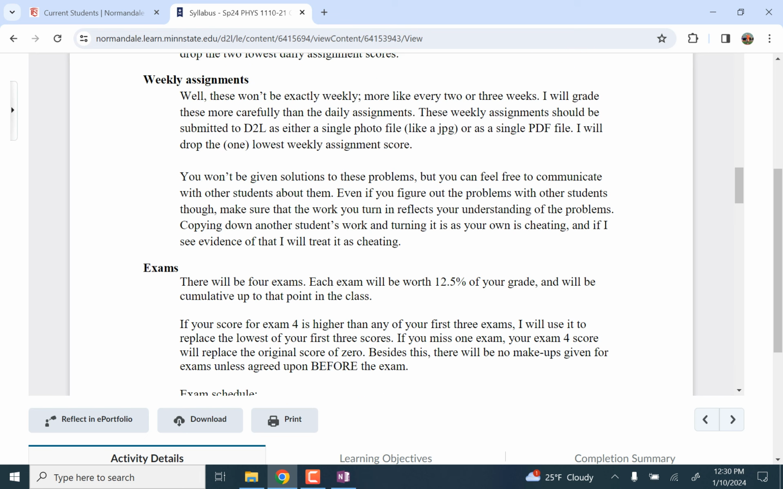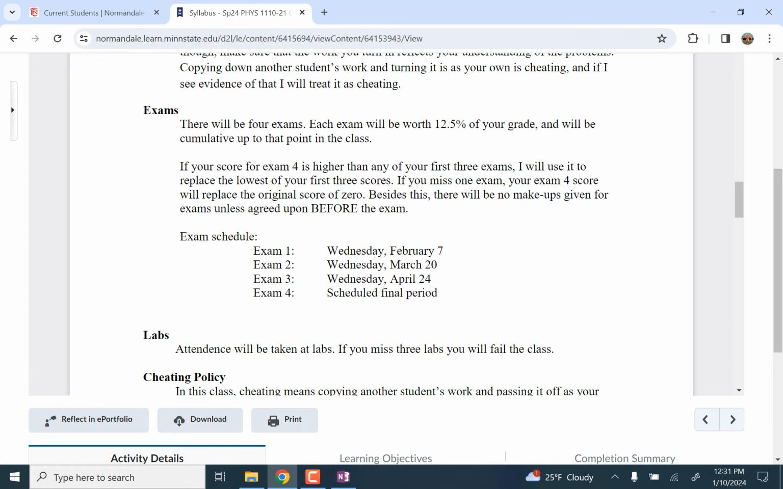For the weekly assignments, I'll drop the lowest one weekly assignment, but it's still a similar idea, so you could do badly on one of those and it doesn't show up in your grade. And then the biggest part of your grade are the exams. There are 4 of them, so each one is worth 12.5% of your grade. Each one of the exams is cumulative, just like the quizzes, which means to get ready for an exam, you have to go all the way back to the beginning of the class.